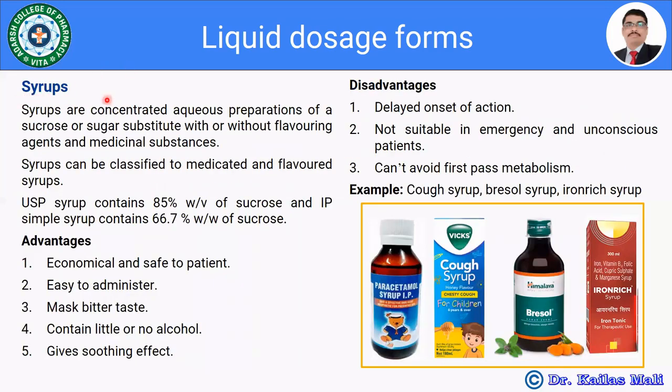Moving towards the syrups. Syrups are concentrated aqueous preparations of sucrose or a sugar substitute like methylcellulose, with or without flavoring agents and medicinal substances. Syrups can be classified into medicated and flavored syrups. USP syrup contains approximately 85% weight by volume of sucrose and IP simple syrup contains 66.7% weight by weight of sucrose.